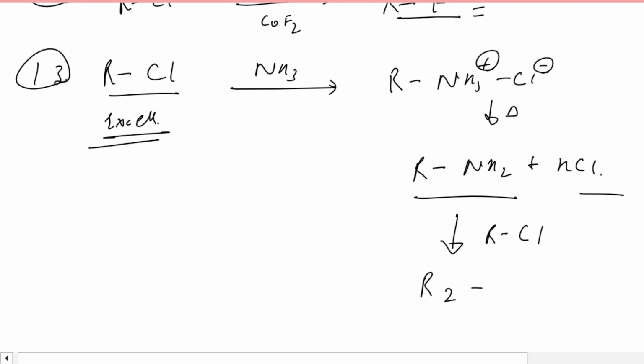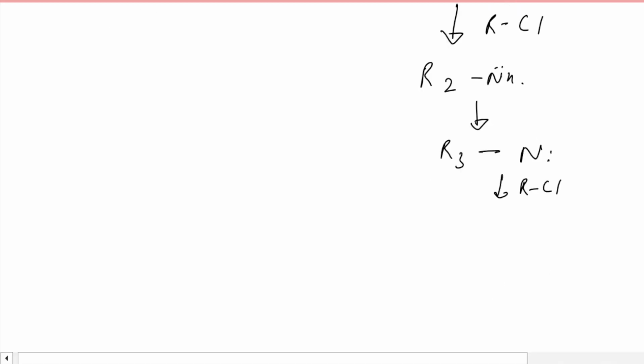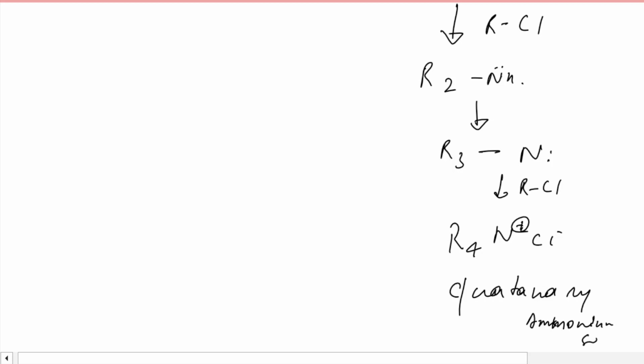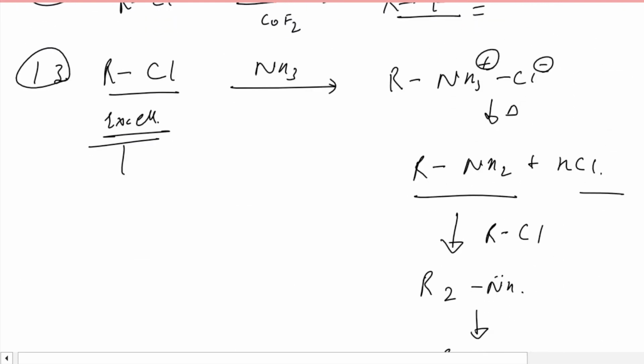Then this can yield the formation of R2NH, and it can react further. That can yield the formation of R3N, and then RCl can react further with the lone pair present on nitrogen. Then it will yield the formation of R4N⁺ Cl⁻. This is a quaternary ammonium salt. And if RX is taken in excess, then this reaction is known as Hofmann's exhaustive ammonolysis.